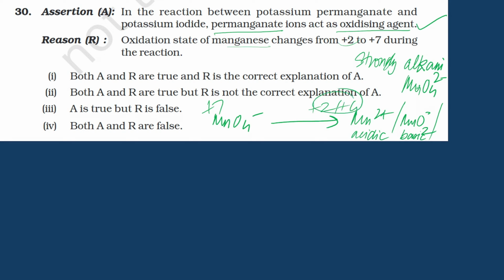Plus 2 to plus 7? No, obviously it's plus 7 to plus 2. But plus 7 to plus 2 also need not always be the case, right? I'll show you an example. This is clearly A is true, but R is false.